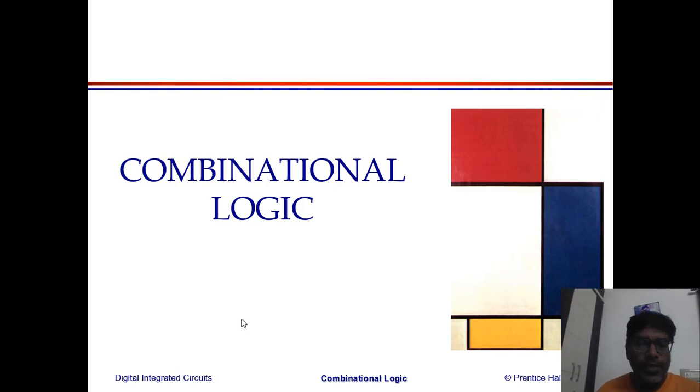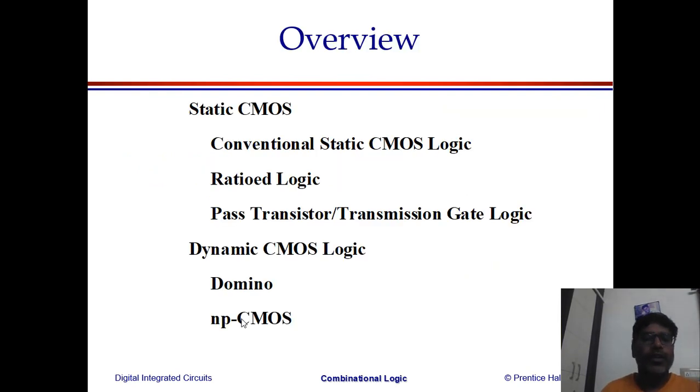Okay, now let's see what the different types of logic styles are. We are going to look into a few major logic styles under static CMOS. We would like to see the basic conventional static CMOS, ratioed and pass transistor. When it comes to dynamic, we are going to see domino and NP CMOS. Basically, let's see what the difference is between these two types of logic.